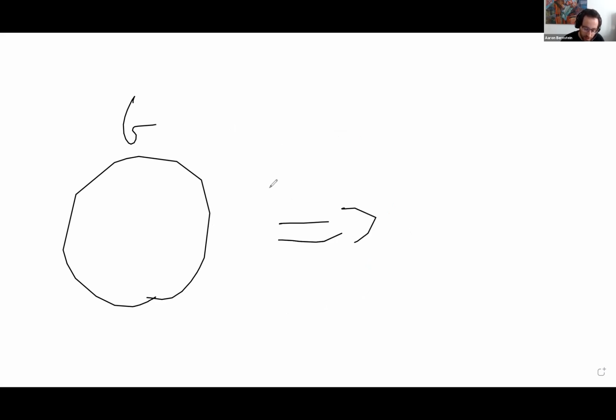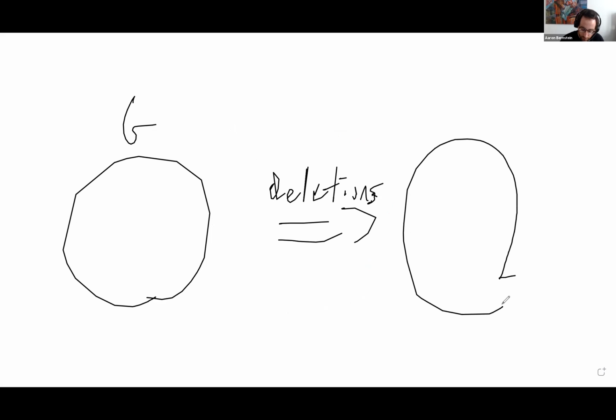So let me actually draw this more carefully. So you have a graph G. This is your beginning graph. It has small diameter. And now you can imagine that after some number of deletions, you end up with a graph that looks something like this.